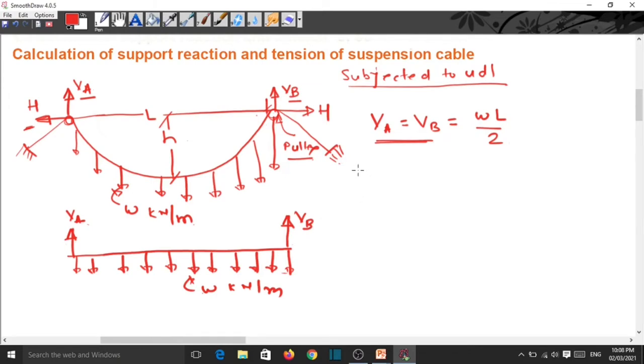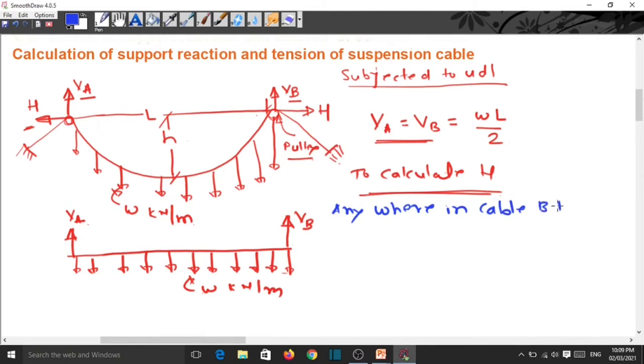Next is to calculate H. Now, this cable is subjected only to tension. It does not have any type of bending moment in the cable. Anywhere in the cable the bending moment is zero, because this cable is subjected only to the tension force. That is why the bending moment at any section is zero.